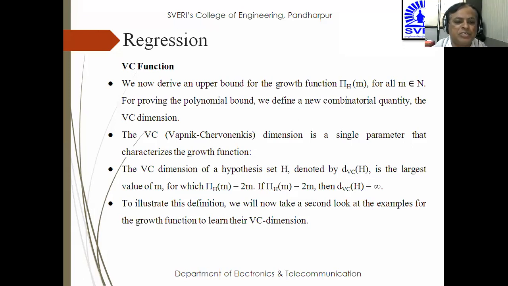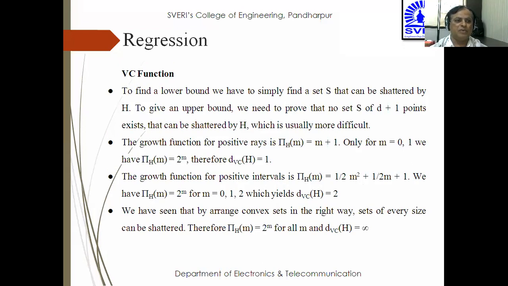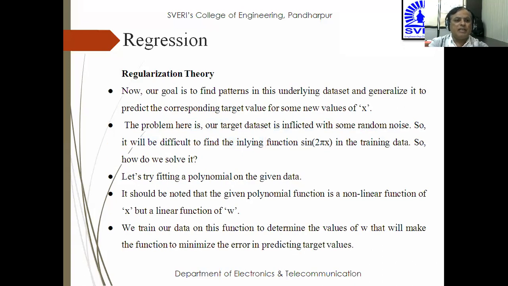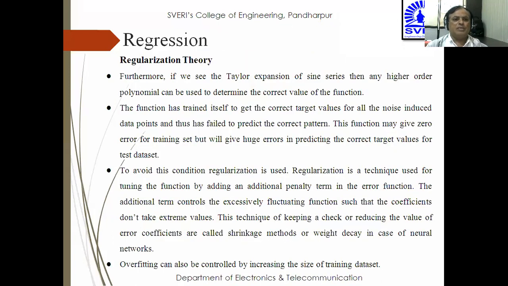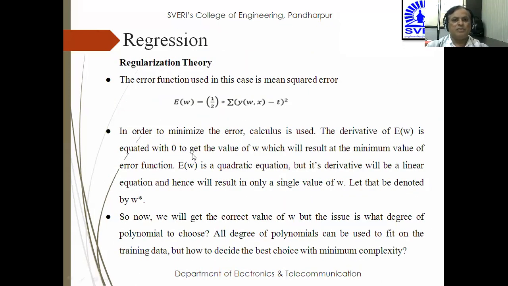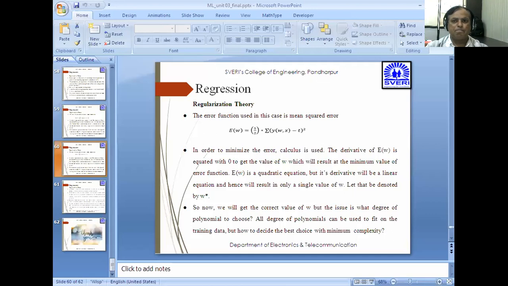To illustrate this definition, we will take a second look at the example of the growth function to learn the VC dimension. Remember that VC dimension can only be understood if you understand the growth function and the bounding of the growth function. So these are the formulas of the VC dimension. And this is the regularization theory, which we have already seen. So this was somewhat a revision, or I could say just a flashback of what we have seen in unit number 3.